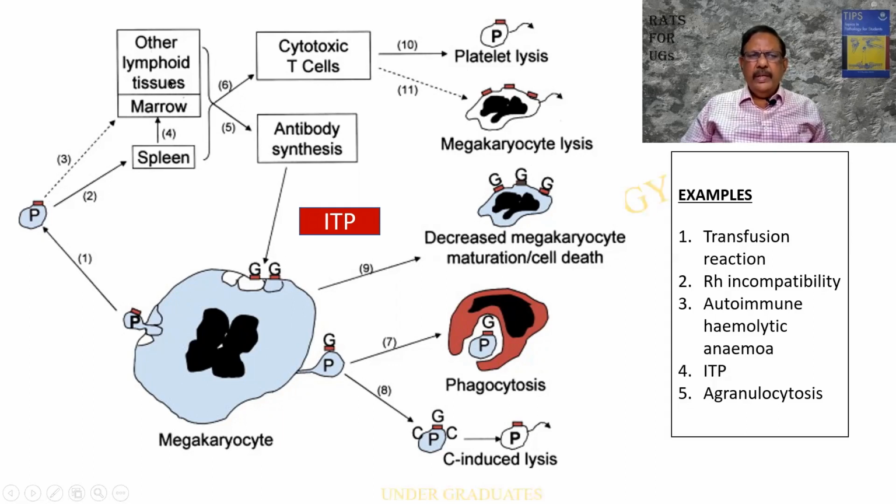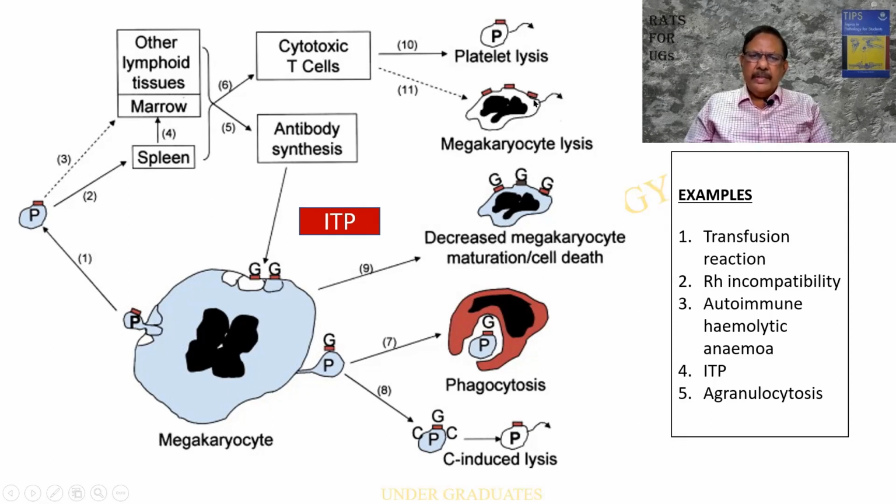So these lymphoid tissues mean, as we had seen earlier, B lymphocyte, T lymphocyte, plasma cells, all will lead to antibody synthesis. So there will be antibodies. And also there is an activation of the cytotoxic T cells. So once there is an activation, there will be lysis and destruction of the platelets. That is why the patient will be having a very low platelet count in ITP because of platelet lysis.